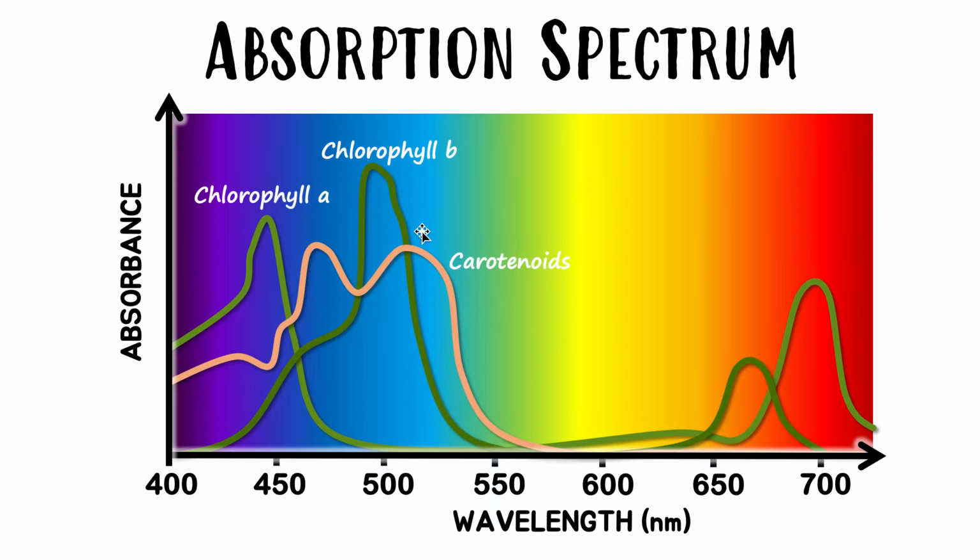So that's important. We call this the absorption spectrum. This spectrum shows us which wavelengths are well absorbed by this pigment. Chlorophyll A and chlorophyll B, these two pigments absorb these wavelengths and these wavelengths well. They don't absorb green wavelengths well.